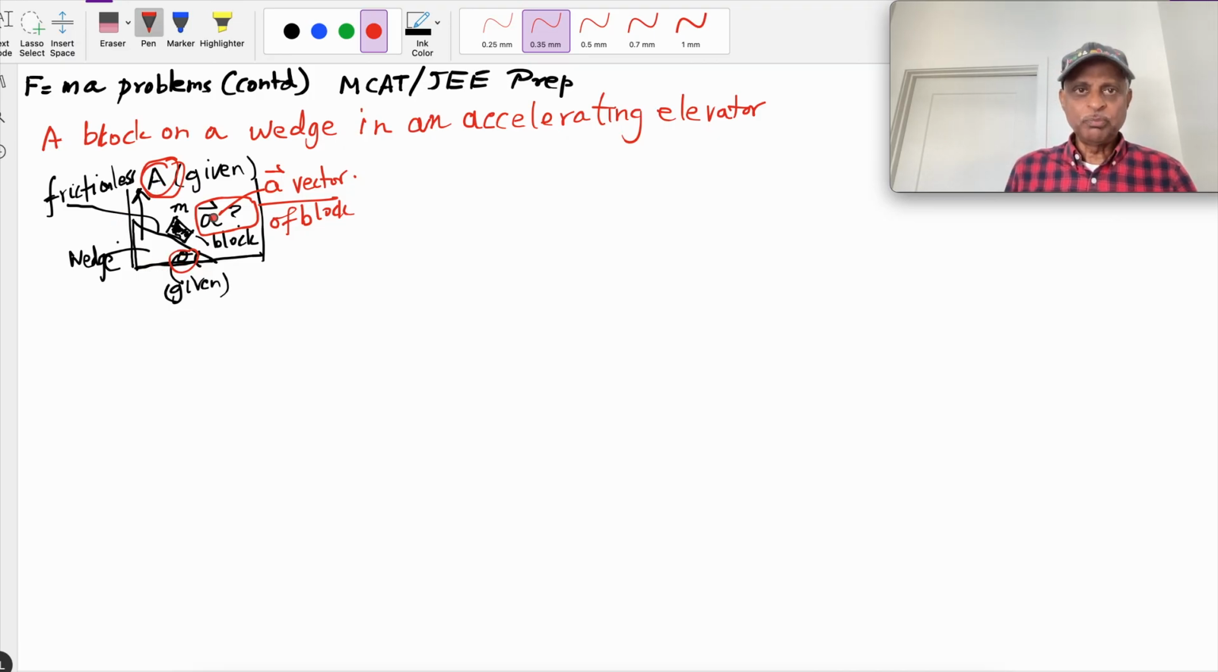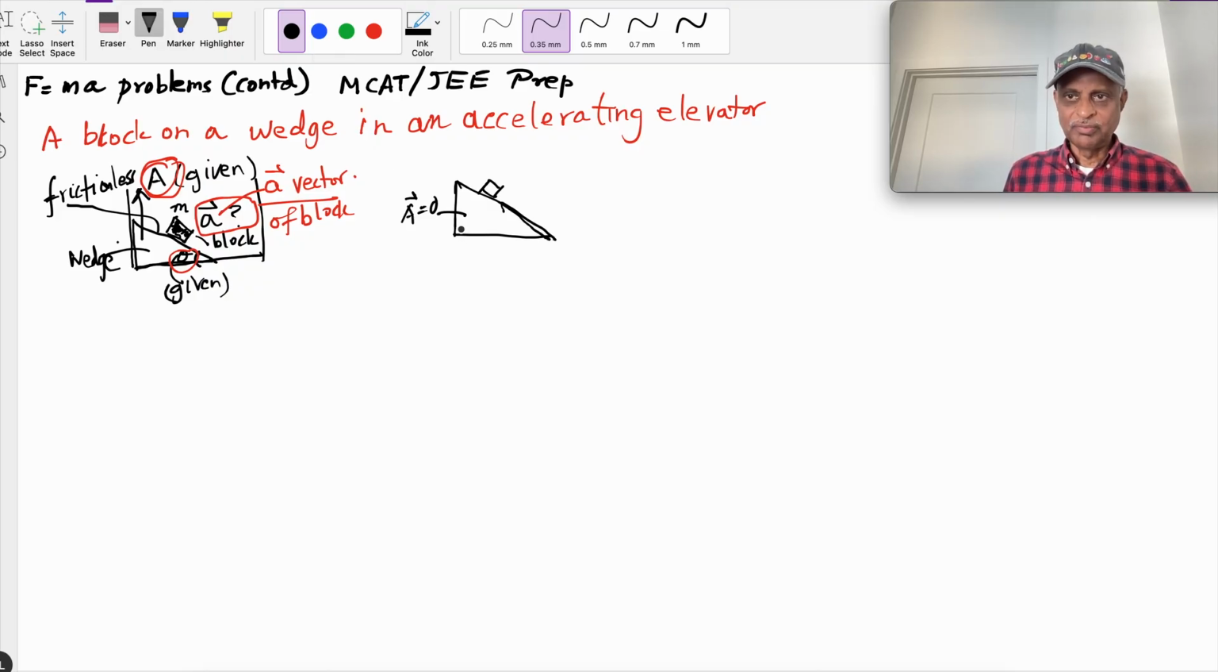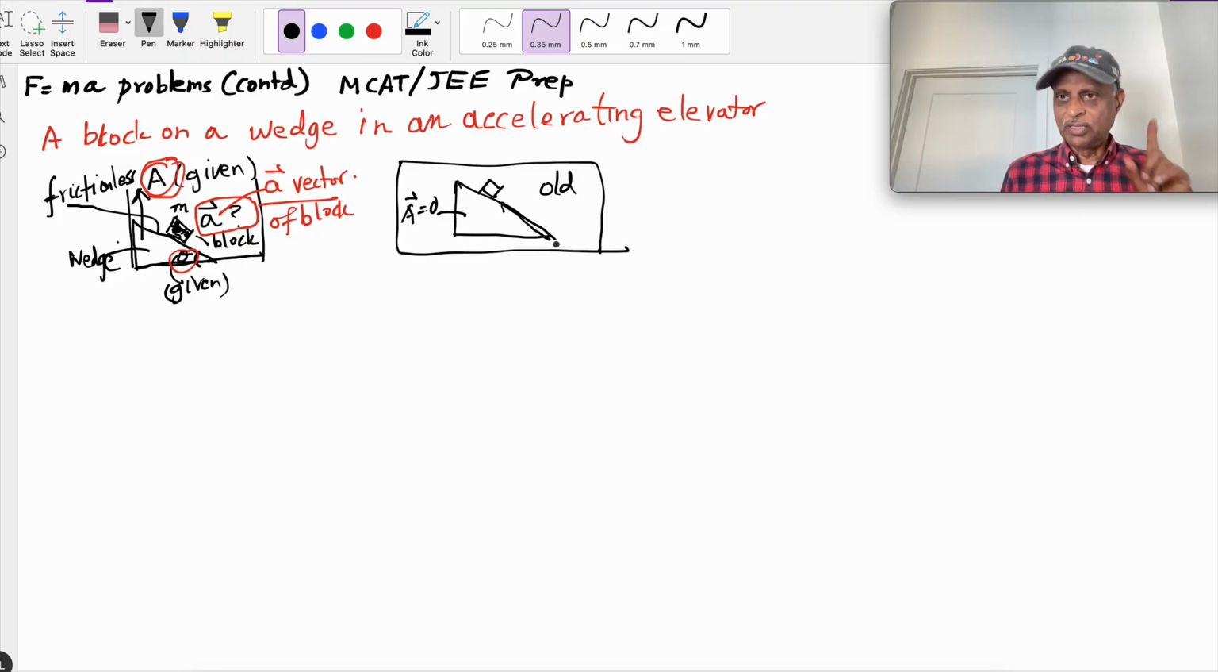We have done problems like this: if this is a wedge and you put a block there, and the wedge's acceleration is 0, then you have done how to do it, right? This is an old problem that I've done before. It's a classic, and there's no problem here.